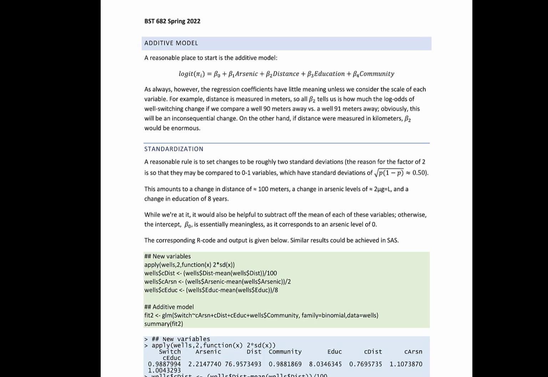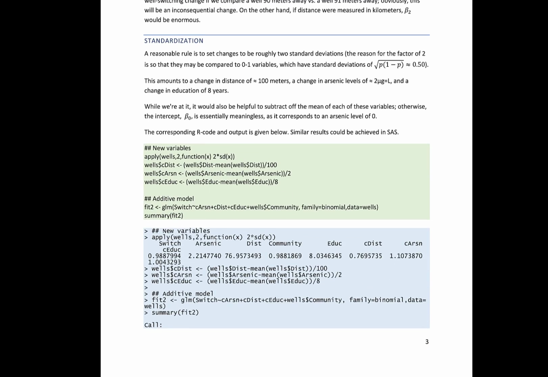So as always, the regression coefficients have little meaning unless we consider the scale of each variable. So for example, distance is measured in meters, so beta 2 tells us how much the log odds of well switching change if we compare a well 90 meters away versus 91 meters away. That's going to be an inconsequential change. On the other hand, if distance were measured in kilometers, beta 2 might be enormous. So always keep in mind the units on the actual variable.